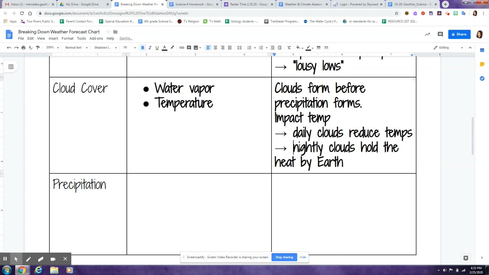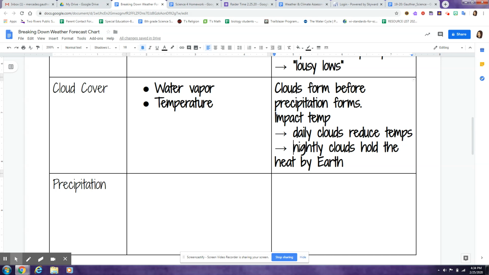Okay, so if we have daily clouds during the day, we will tend to have lower temperatures. That doesn't mean it's cold, but it's just lower than they could be because the heat from the sun is not able to get through the clouds and onto Earth. So it's kind of like blocking them out.